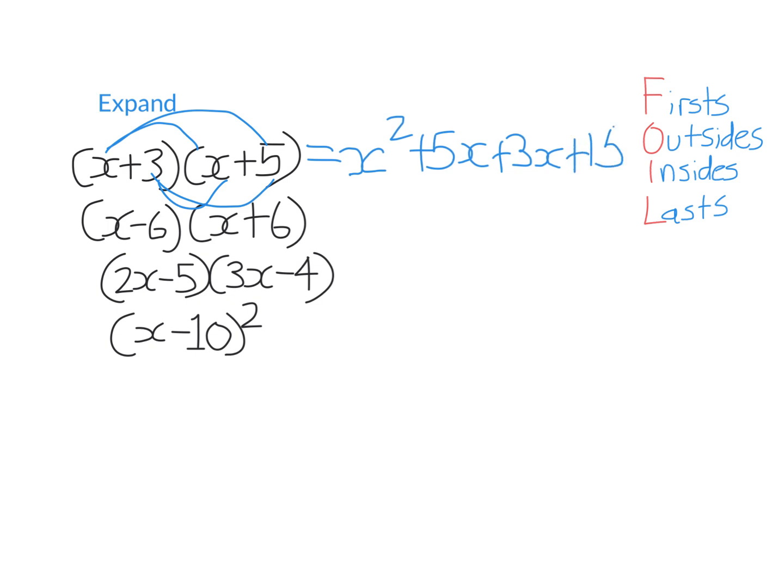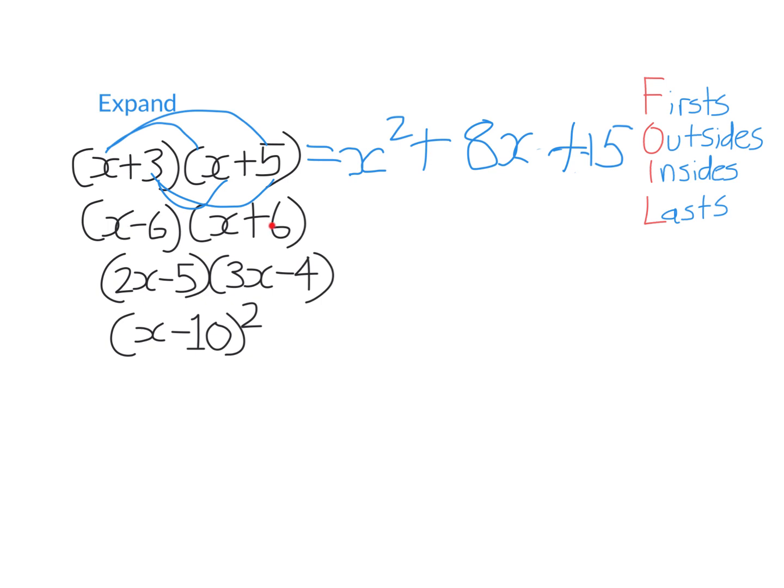So after you've expanded, you need to see whether or not you can simplify. So here we have 4 terms, and we look for any like terms. So 5x and 3x are like terms because they both contain 1x. So 5x plus 3x just becomes 8x. So our final answer, x squared plus 8x plus 15, and we're done.